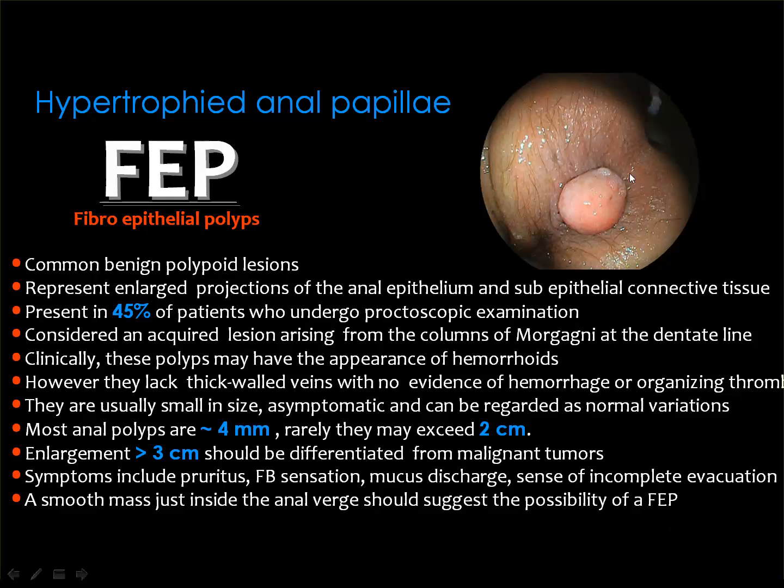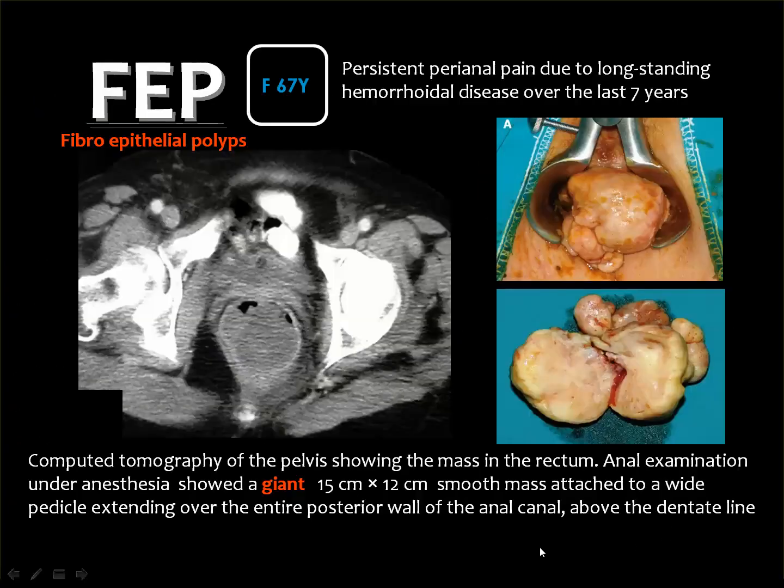This is the gross appearance of the polyp, and this is what is considered a giant polyp, which is about 15 by 12 centimeters in diameter. The polyp has a smooth surface with lobulated outline and a wide pedicle attaching it to the anal canal wall.